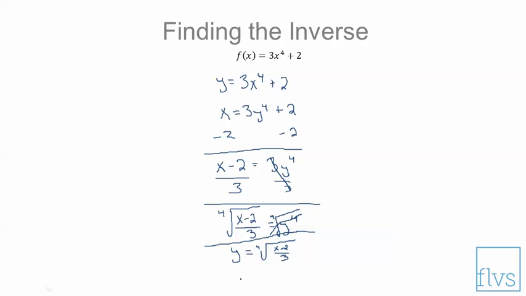Then the very last thing again is just to change your notation. That's the way you're going to see it. f negative 1 of x is still equal to that fourth root of x minus 2 all over 3. And you just found the inverse of that function.